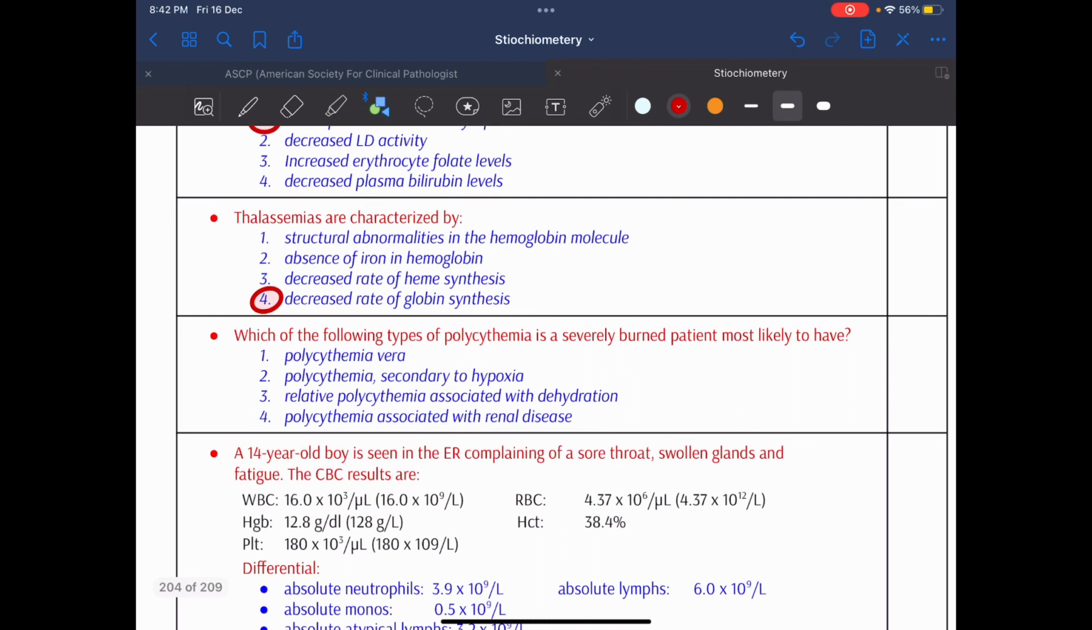Next question. Which of the following types of polycythemia is a severely burned patient most likely to have? Polycythemia vera, polycythemia secondary to hypoxia, relative polycythemia associated with dehydration, polycythemia associated with renal disease. The correct answer is 3. Relative polycythemia associated with dehydration.